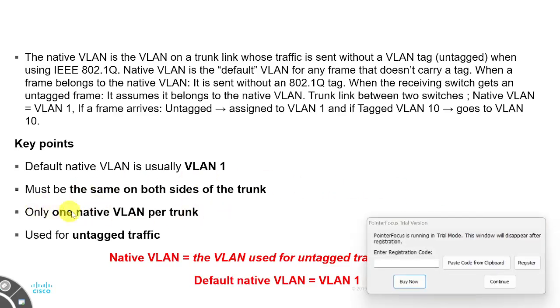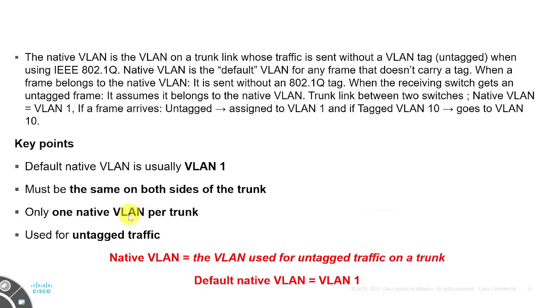And this is very important: only one native VLAN, as I mentioned earlier. So one native VLAN per trunk, used for untagged traffic. So native VLAN equals the VLAN used for untagged traffic on a trunk. The default native VLAN is VLAN 1. So native VLAN is any VLAN used for untagged traffic on a trunk. However, the default native VLAN is VLAN 1.